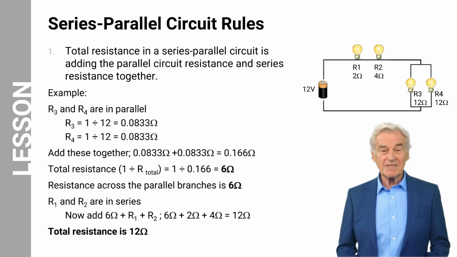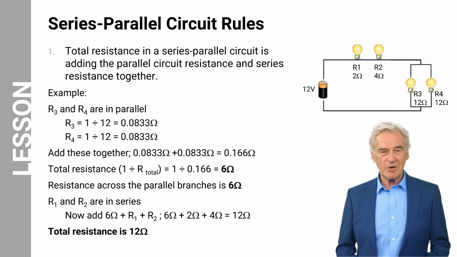Let us examine some of the key rules of series parallel circuits. Here, calculating the total resistance involves a combination of techniques used for both series and parallel circuits. Let's consider an example to illustrate this. Suppose we have a circuit where R3 and R4 are connected in parallel, each with a resistance of 12 ohms. To find their combined resistance, we first calculate their reciprocals, which is 0.0833 for each. Adding these reciprocals gives us 0.166 siemens. Taking the reciprocal of this sum yields 6 ohms, which is the equivalent resistance of the parallel portion.